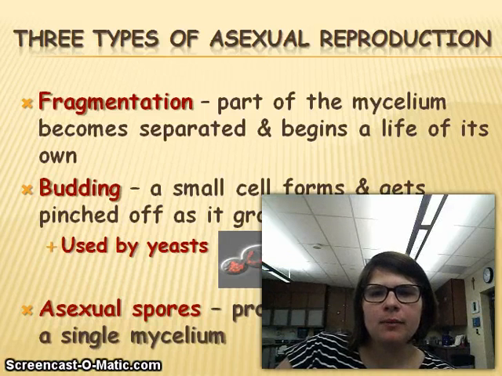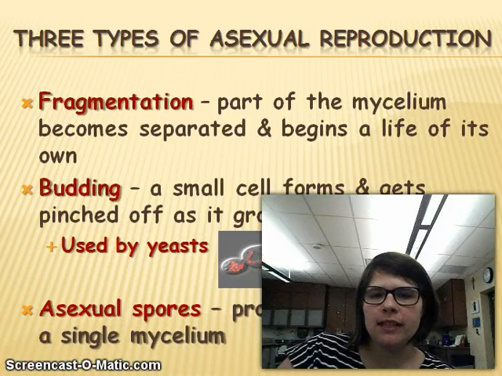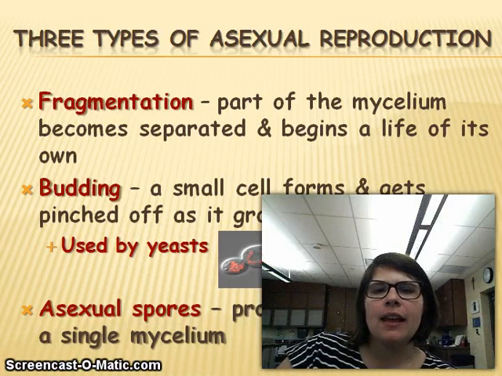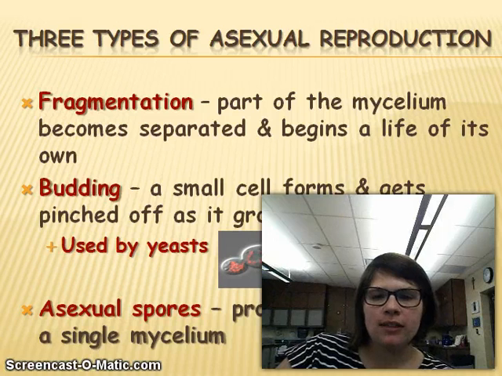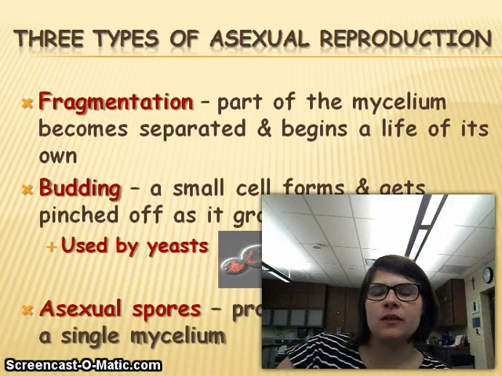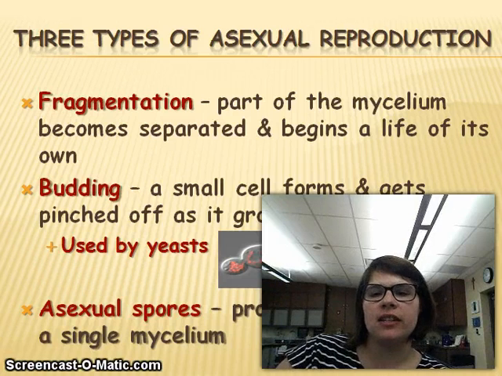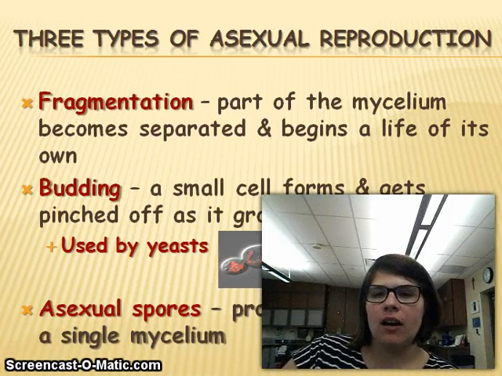Okay, there are three types of asexual reproduction. Fragmentation, which is part of the mycelium becoming separated and begins a life of its own. So it's just kind of budding off there. Now, it's not the same thing as budding. Budding, a small cell forms and gets pinched off as it grows to full size. This is what yeast use, and there's a picture here of yeast budding off.